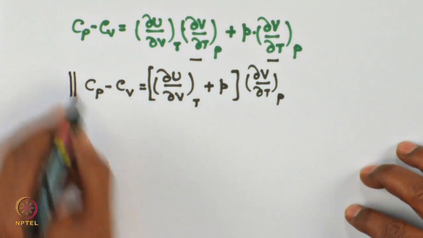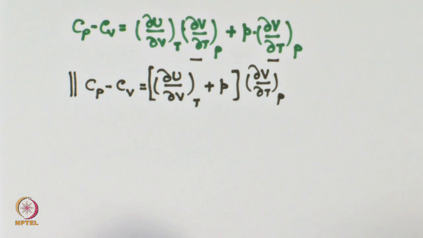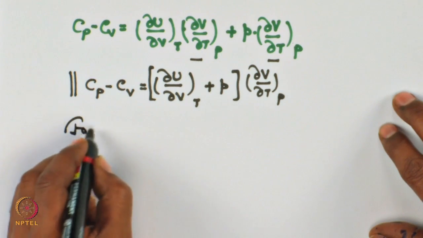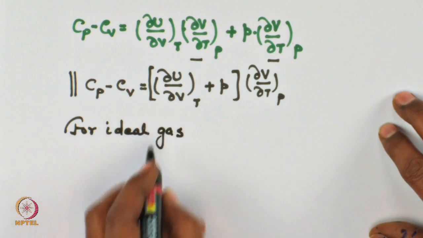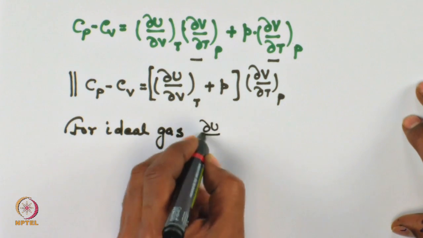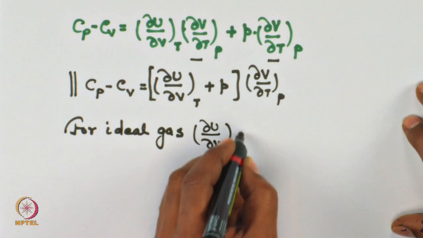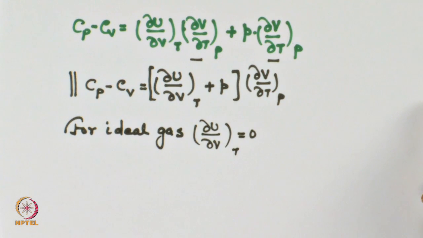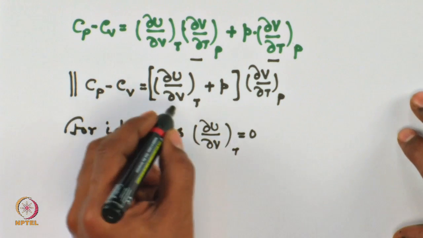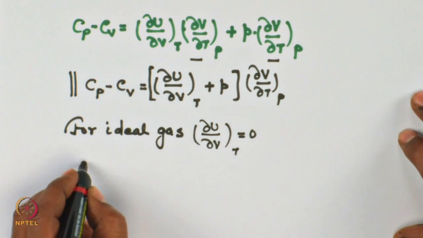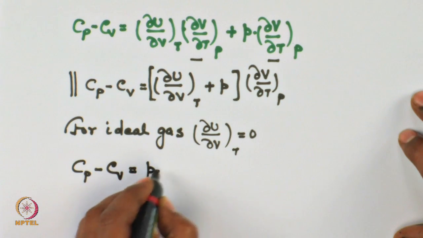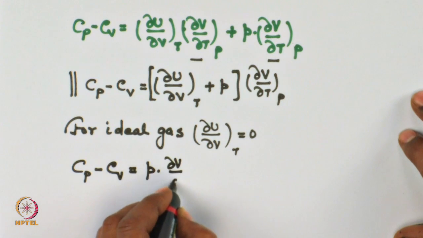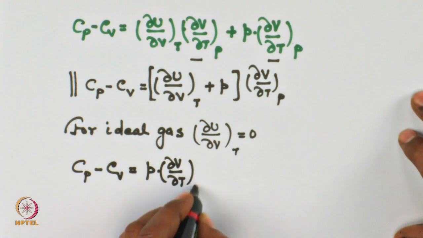Now, from this equation I can further derive two equations. Let us say for an ideal gas, the variation of internal energy with volume at constant temperature is going to be 0. So, if I substitute 0 over here, I have Cp minus Cv is equal to P into the variation of volume with temperature at constant pressure.